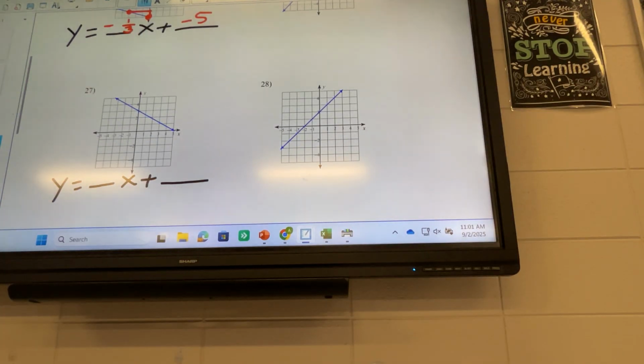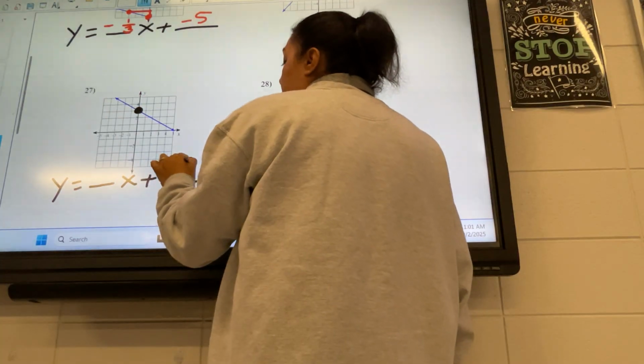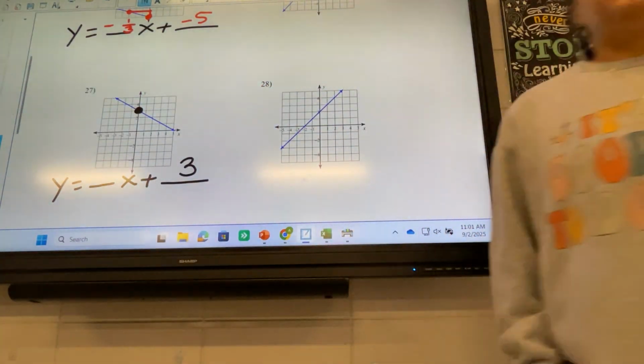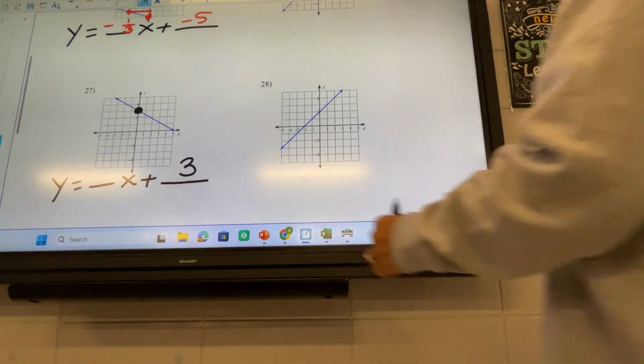Okay, which blank do we fill in first? The first blank or the second blank? Second. Second blank. Okay, where does it cross the y line? That's the blank. 3. It crosses at 3 right here. So we're going to put a dot there and then fill in the 3. Is this a positive line or a negative line? Negative. It is a negative line, so we can go ahead and put a negative.